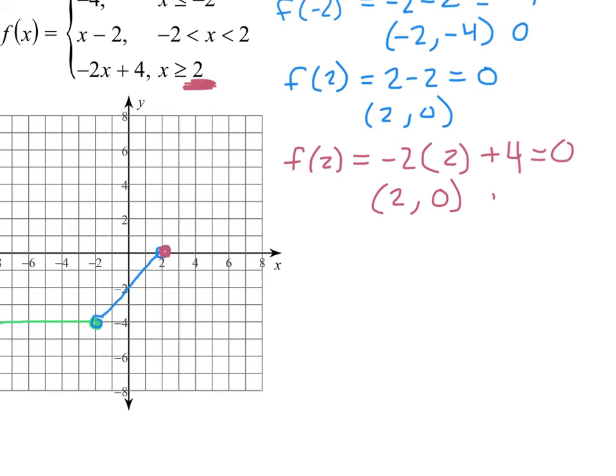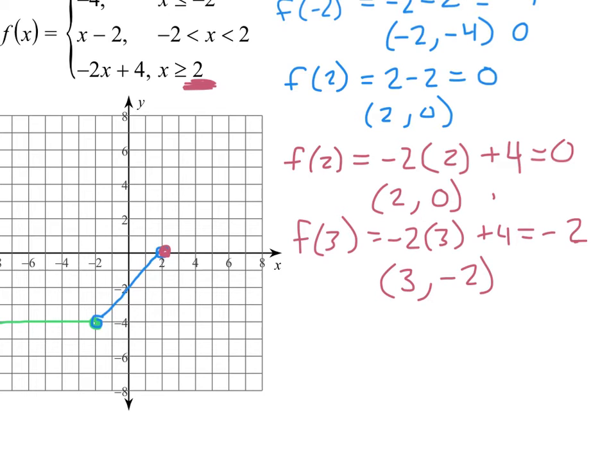And then we need to plug in some other number that's greater than 2. So I'll plug in 3. So we have negative 2 times 3 plus 4. Negative 2 times 3 is negative 6, plus 4 would be negative 2. So we have 3, negative 2. So we're going to go to the right 3 and down 2. And then our graph's just going to go through those 2 points.